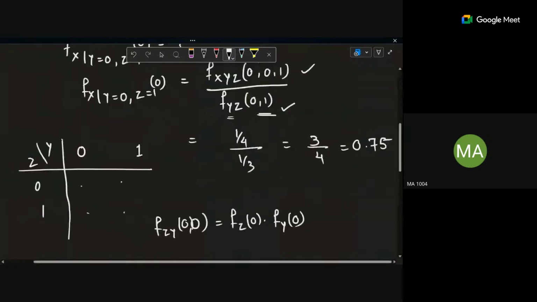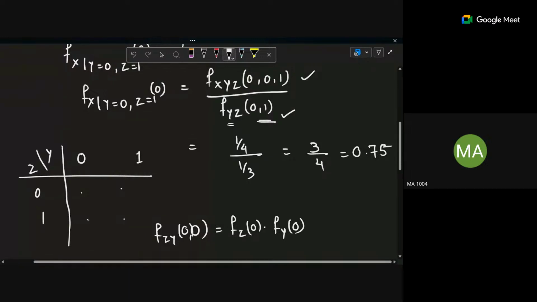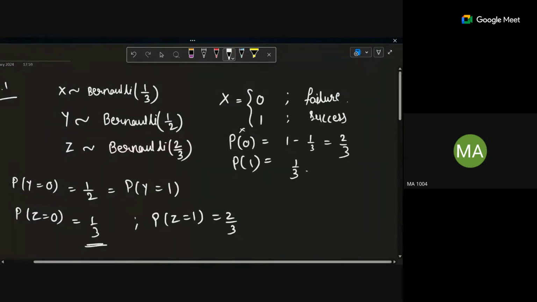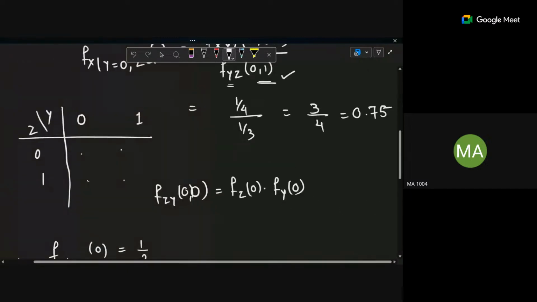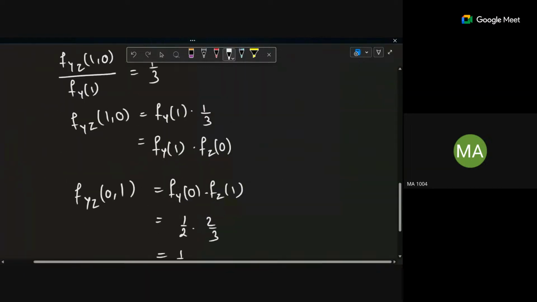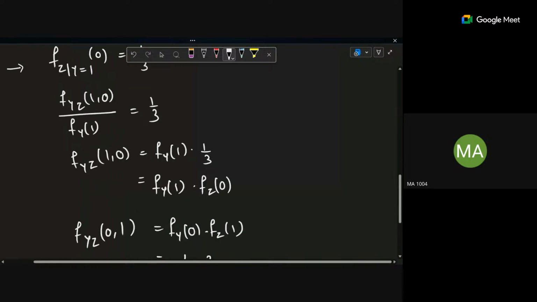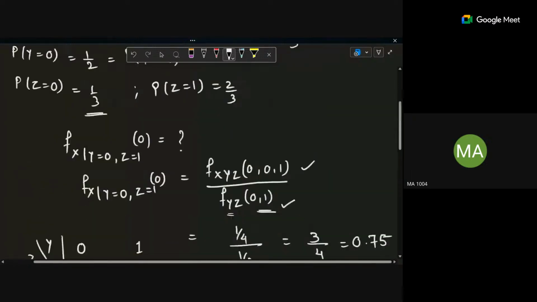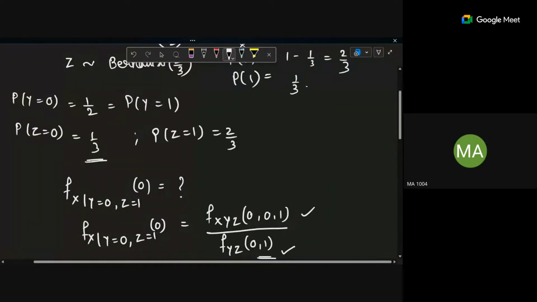Let's calculate it. What will you get for fyz at 0, 0? The probability that Y takes 0 is 1 by 2, Z taking 0 is 1 by 3, so the probability is 1 by 6, right? What will be fyz at 1 comma 0? We just calculated it, it was given. Y taking 1 and Z taking 0 is 1 by 2 times 1 by 3, again 1 by 6.